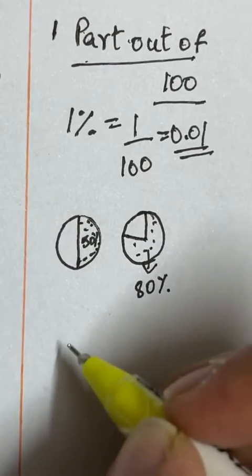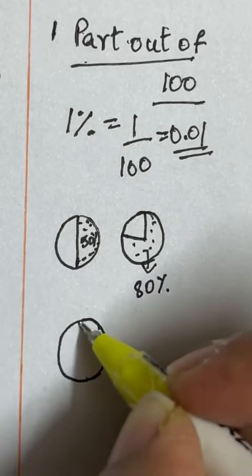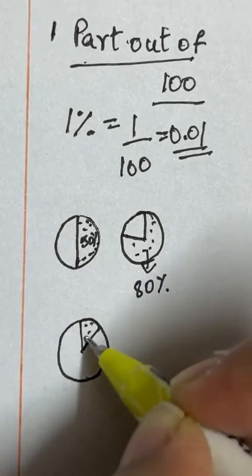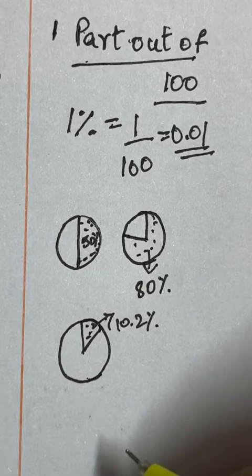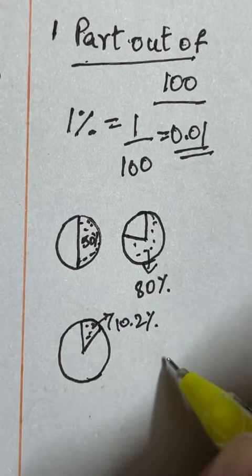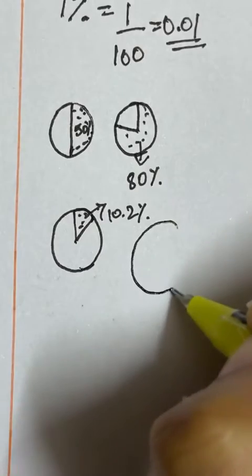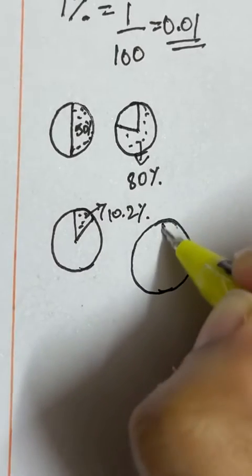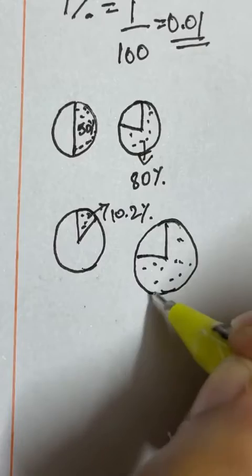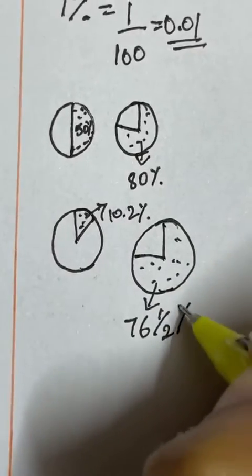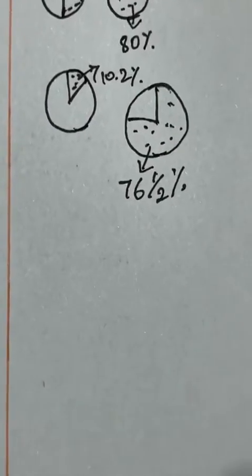Okay, now let's see, what if you want to show 10.2%? When you're showing 10.2%, it will just be like this. This part here is 10.2%. What about if you want to see how much is 76.5%? So let's draw that. This part here will be just a bit more than 75. So this part is 76.5%. That's how we represent percentages pictorially.